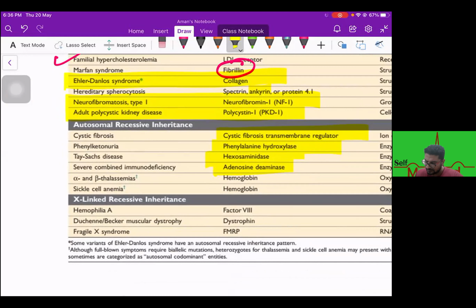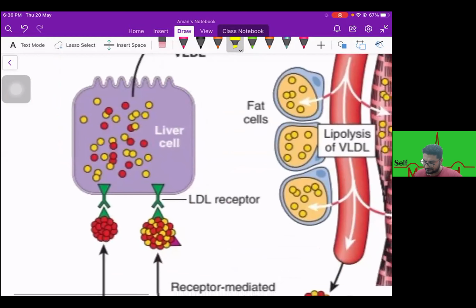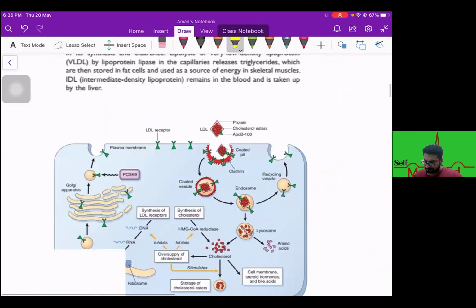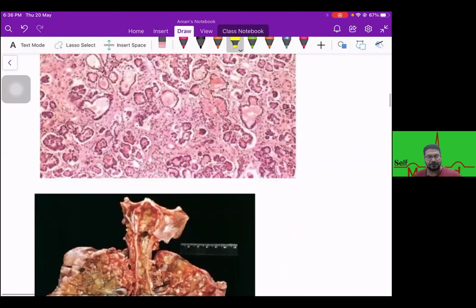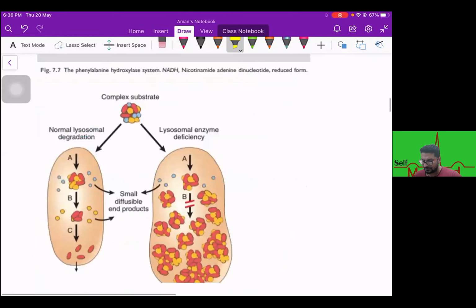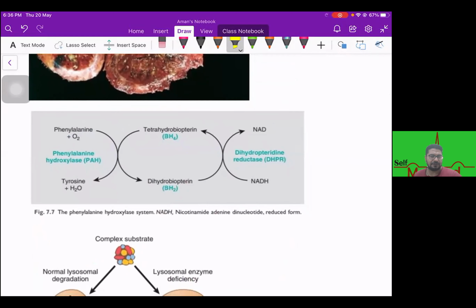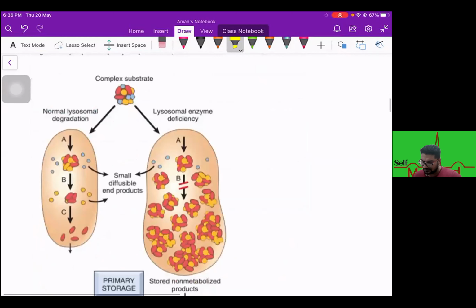Then remember, this is Fragile X syndrome due to FMR1 gene defect. Duchenne and Becker muscular dystrophy due to defect in dystrophin. Hemophilia, factor VIII disorders. Then you can see again, this is a slide where the patient can develop deficiency of phenylalanine hydroxylase. So this patient can develop phenylketonuria.